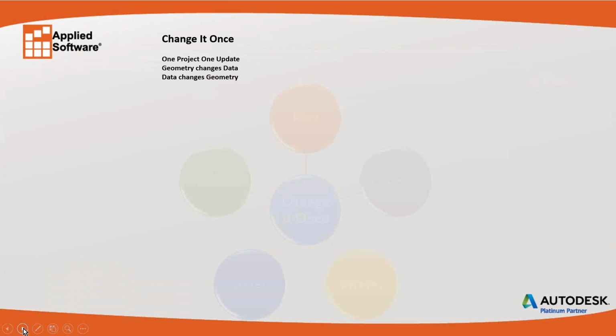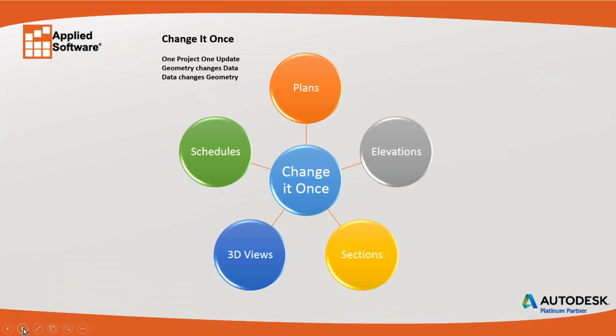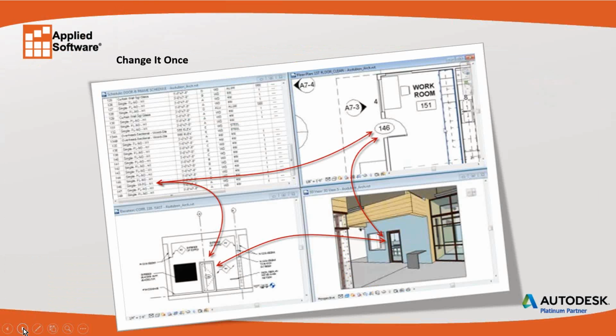What does this mean? It means that if we change something once anywhere in the drawing, on the plans, elevations, sections, or 3D views, it changes everywhere. For example, here's a little project that I worked on.